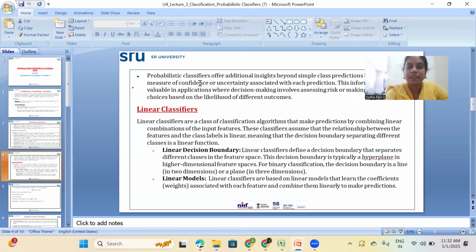Linear model. Linear classifiers are based on linear models that learn the coefficient associated with each feature and combine them linearly to make predictions.